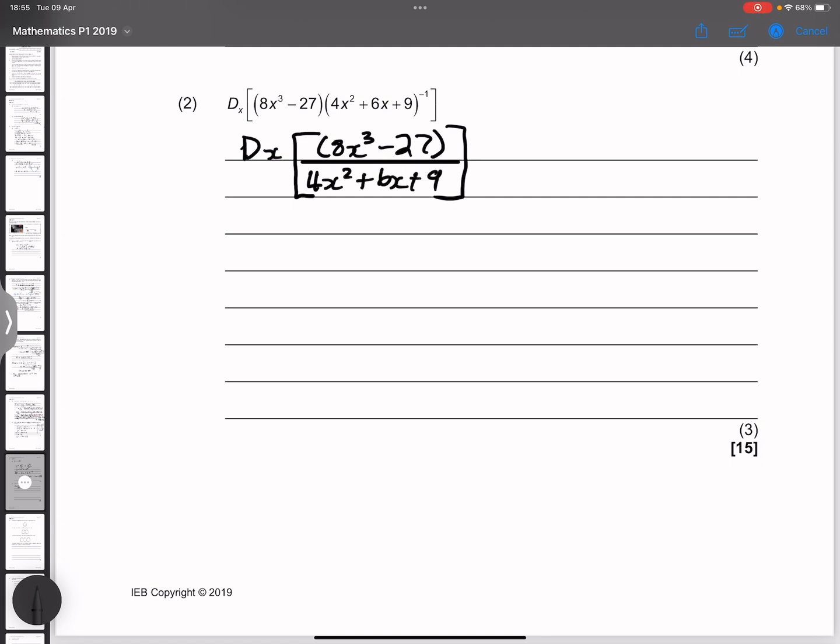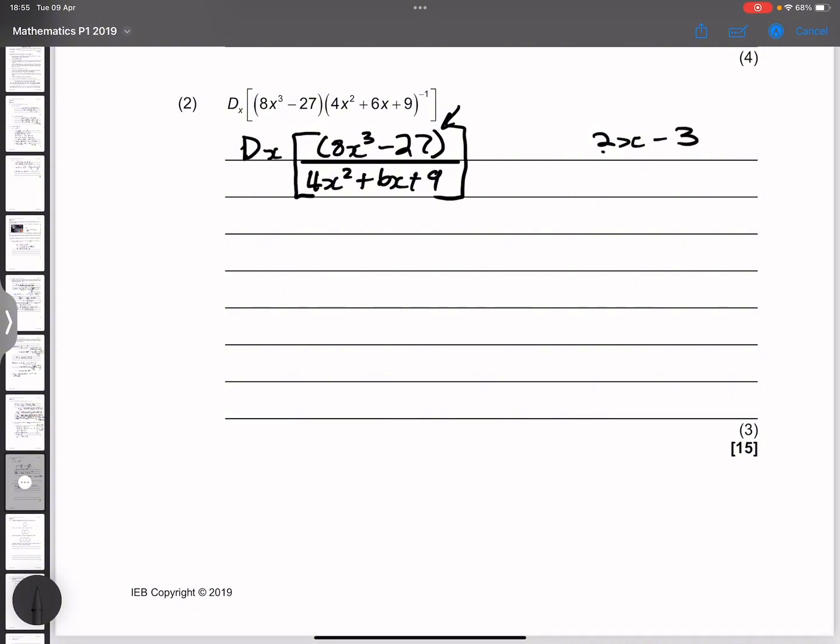All right, so let's try to factorize this top part. If you look at it, you can already tell that if you took the cube root of that top expression, the cube root of 8 is 2, the cube root of x cubed is x, and the cube root of 27 is 3.